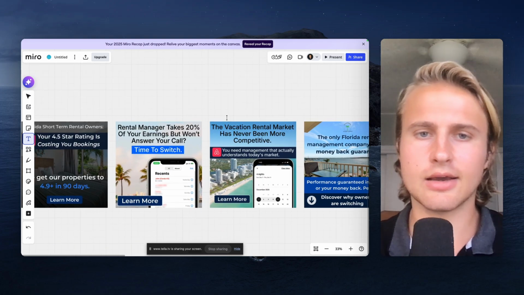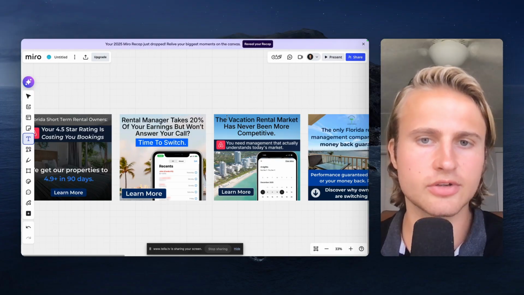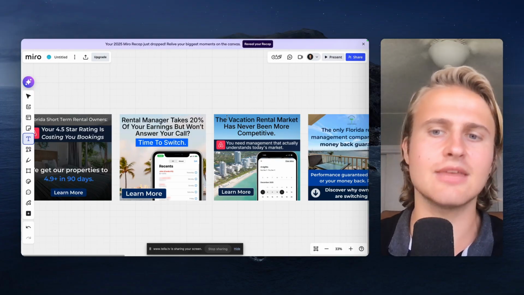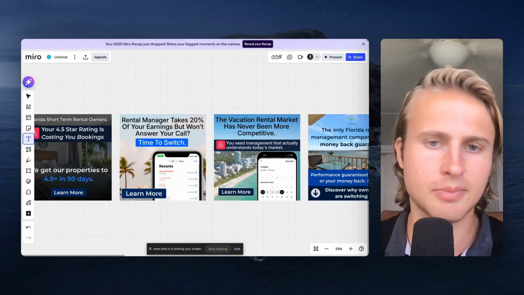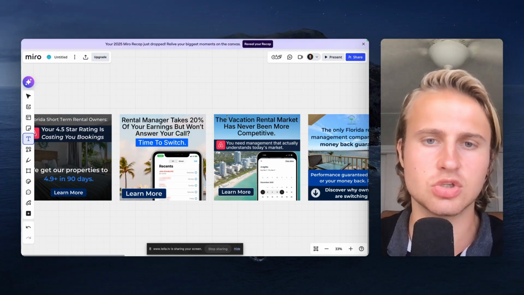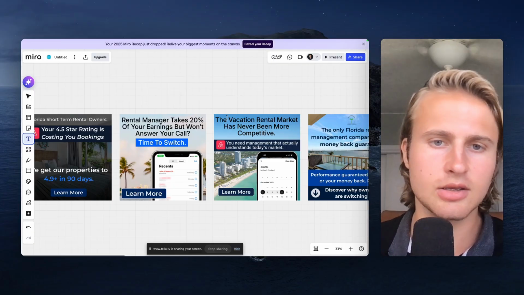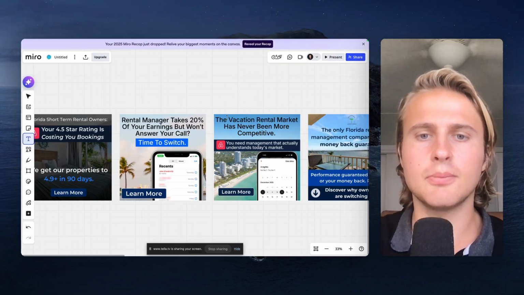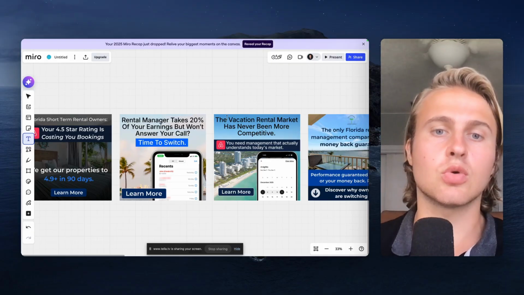For the second ad, we want to touch on the angle that a lot of these property owners have rental managers that take 20% of their earnings, but they can't even get on the phone with them. It might take hours, if not days, to get them to respond. And obviously, this is a big issue, especially when you're paying that much of your income to a company. That's completely ridiculous. And we want to advertise that the company we're advertising for here is different, and you don't have to deal with that problem if you switch to this company.